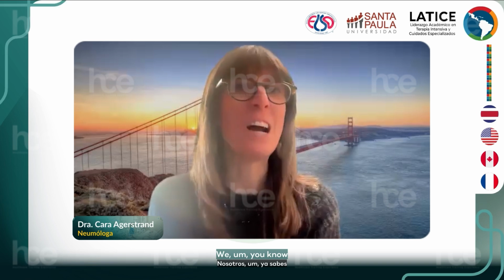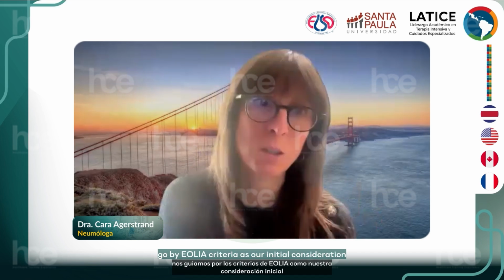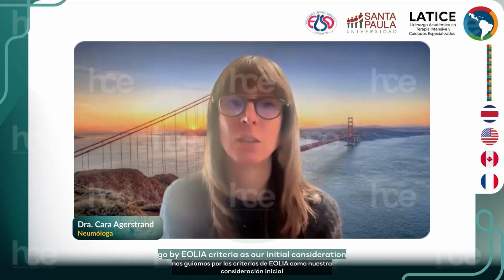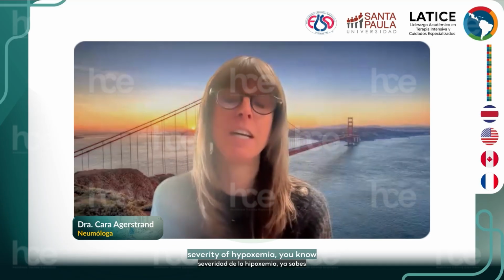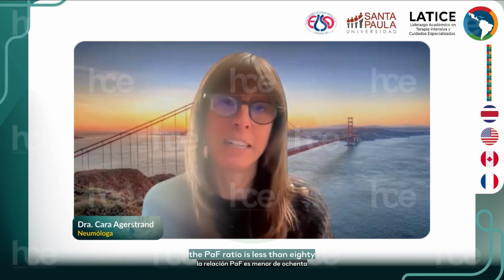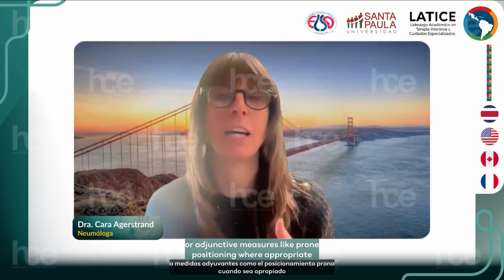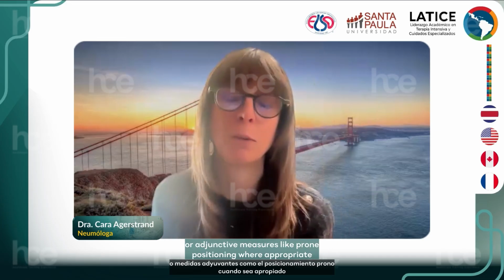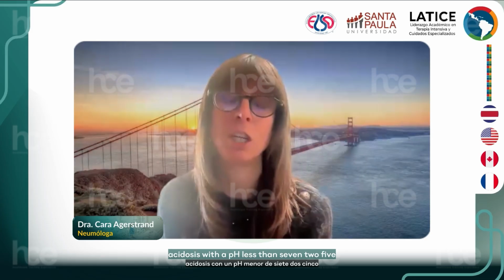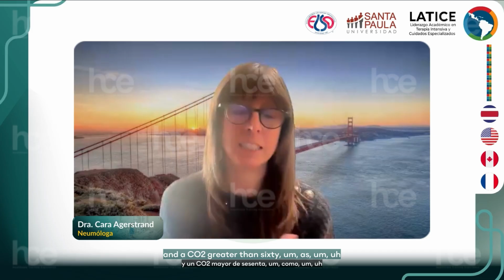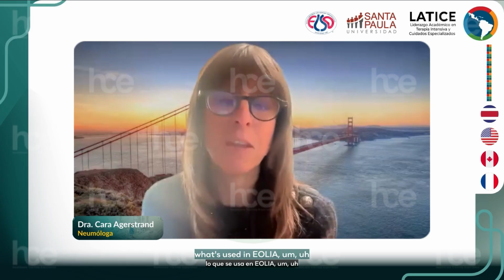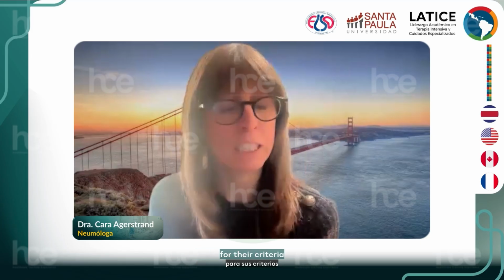I could start. We'll typically go by EOLIA criteria as our initial consideration, really considering someone's severity of hypoxemia. The PF ratio is less than 80, despite optimized ventilator settings or adjunctive measures like prone positioning where appropriate, or if they have a hypercapnic respiratory acidosis with a pH less than 7.25 and a CO2 greater than 60, as was used in EOLIA for their criteria.